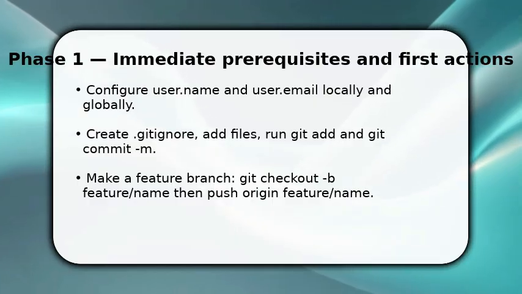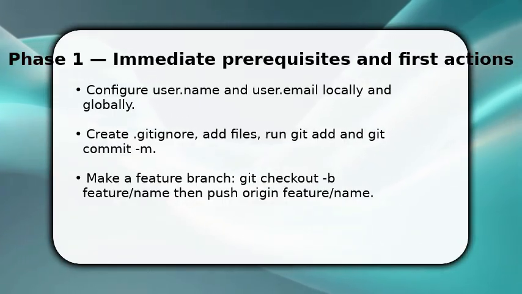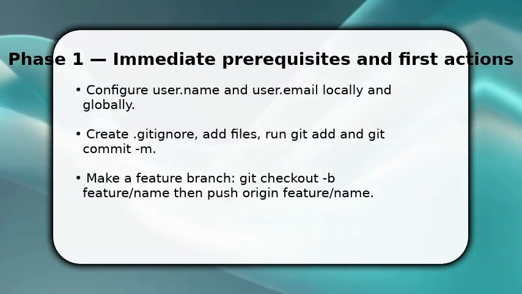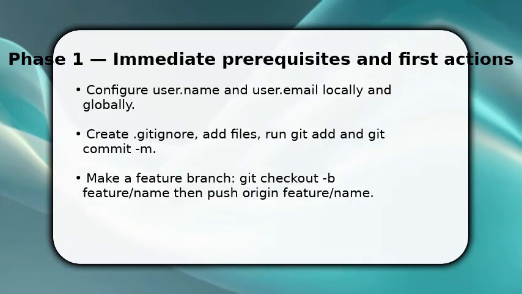You start by confirming prerequisites: Git installed, SSH or HTTPS access to remote, and your editor set. First, set user.name and user.email so history is clear, then create a purposeful .gitignore.